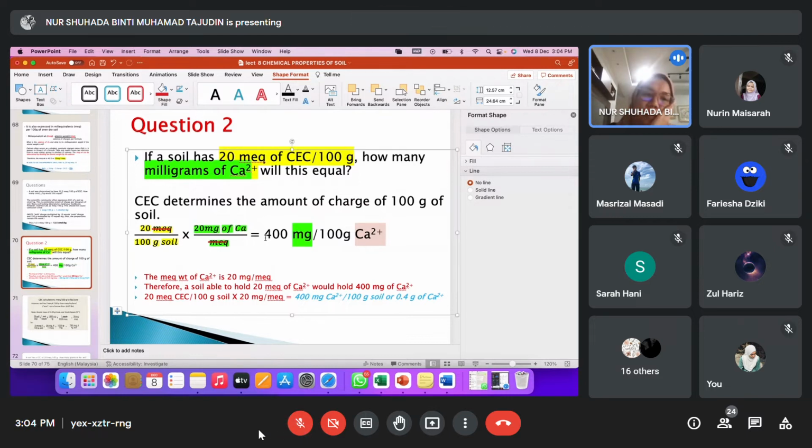Kan? Jangan pergi potong bahagi balik. Tapi kalau ni boleh je macam tadi kan. 0.4 gram over. Tak payah convert yang ni. Nanti pening. Banyak lagi conversion yang kita boleh buat sebenarnya. But the unit is how many milligrams of calcium. Okay, so it has 400 milligrams of calcium in 100 gram of soil. Saya tulis kat sini so that you have 400 mg of Ca in 100 gram of soil.